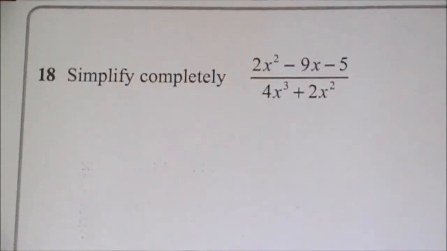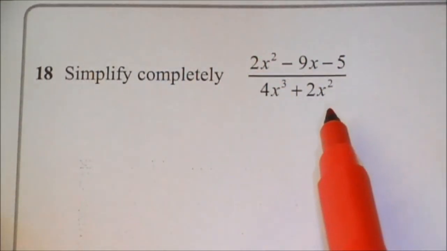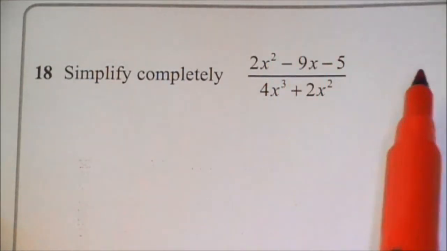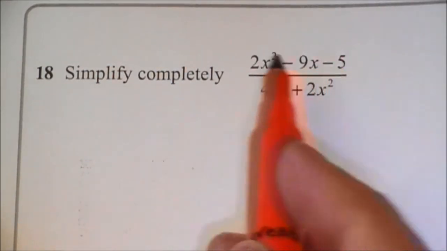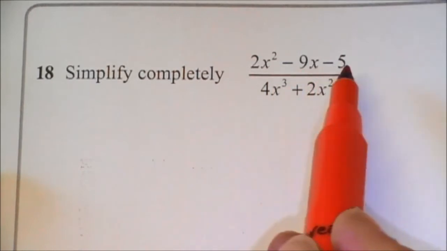Question 18 is simplifying an algebraic fraction. And the process is always the same on these. They want you to factorize the top, factorize the bottom, cancel out the factors that are the same, and then whatever you're left with. So first thing I need to do is factorize this 2x squared minus 9x minus 5.